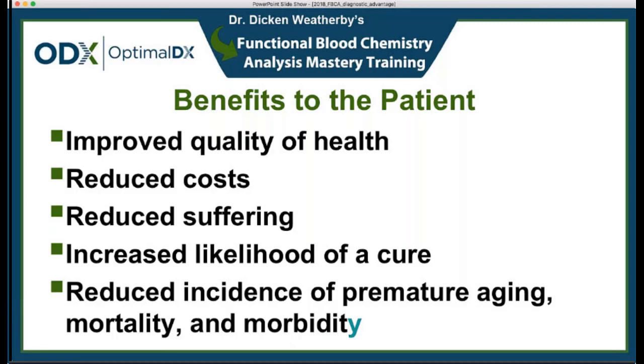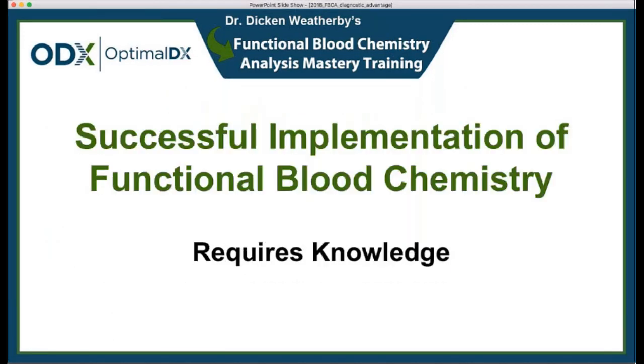Improving their quality of health, because you're focused on them and not their disease. You're going to reduce costs because you're not going to be spending tons and tons of money on a lot of outsourced testing. You're going to reduce their suffering because you can identify things long before they emerge as pain and inflammation. You're going to increase the likelihood of a cure, and reduce the incidence of premature aging, mortality, and morbidity. But successful implementation of functional blood chemistry requires knowledge. You have to know what you're looking at, and you have to be able to apply that knowledge in a thinking process that works.